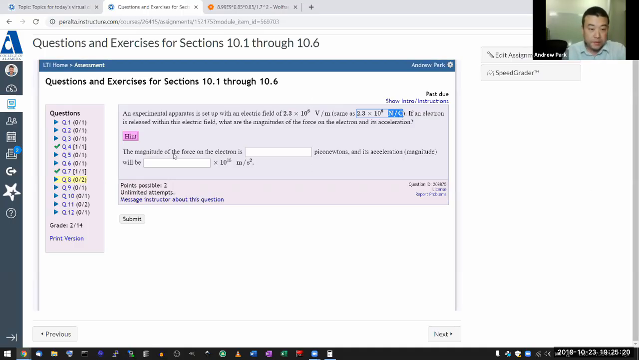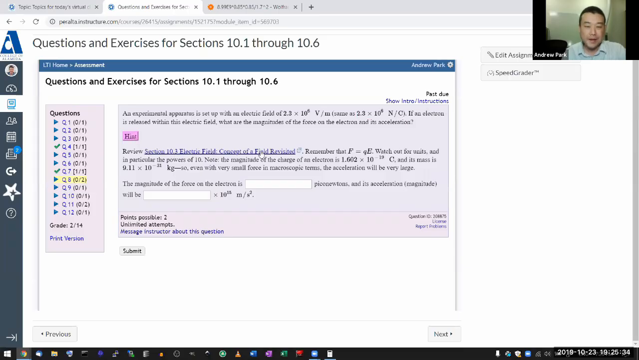So if an electron is released within this electric field, what are the magnitudes of the force on the electron and its acceleration? All right, so this is my electric field. And if you look at the hint, it says to remember that force is actually the same expression that you just saw earlier. It's now solved for force.